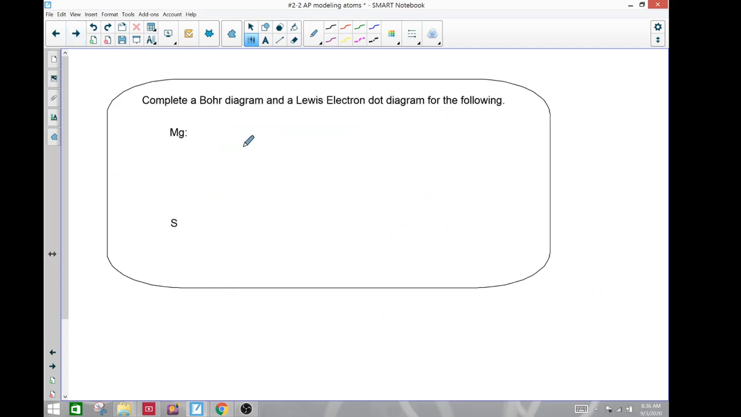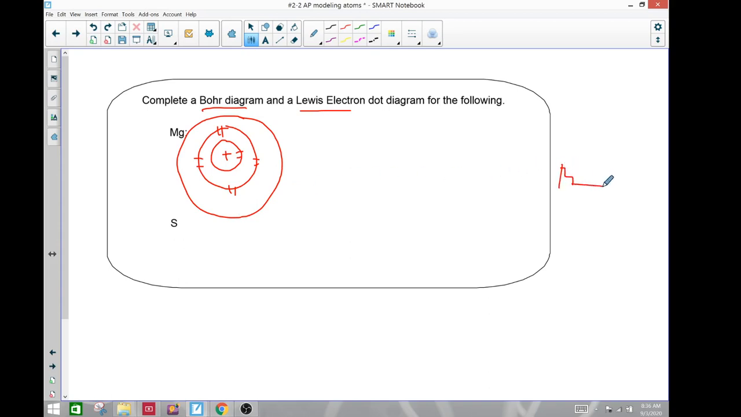All right. Magnesium. Now they want Bohr diagram and the Lewis electron dot. I talked about that, but we didn't really do one. So magnesium has a nucleus. Sorry, 3 energy levels. 1, 2, 3. First 2 is full. I got 8 in the second one. So I'm just following my periodic table across. I'll just sketch that out quickly here. Make sure you understand. I'm just following the periodic table.